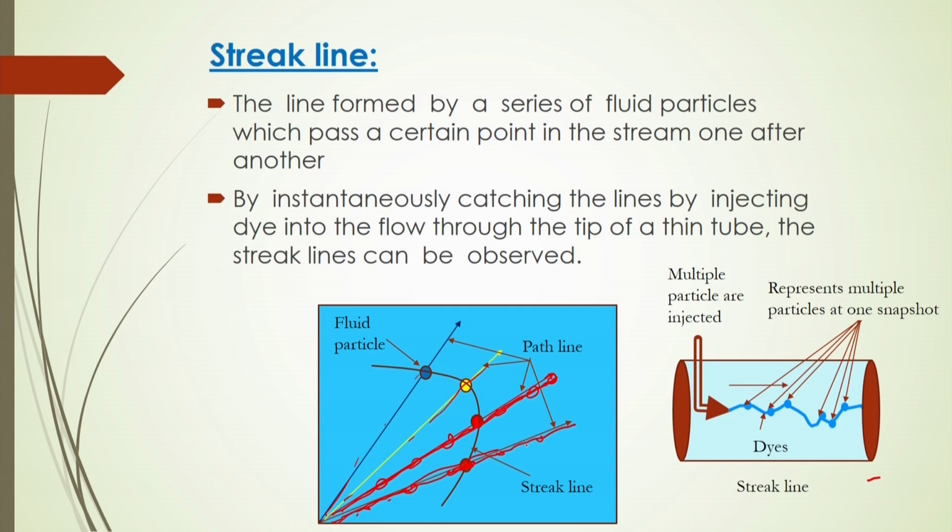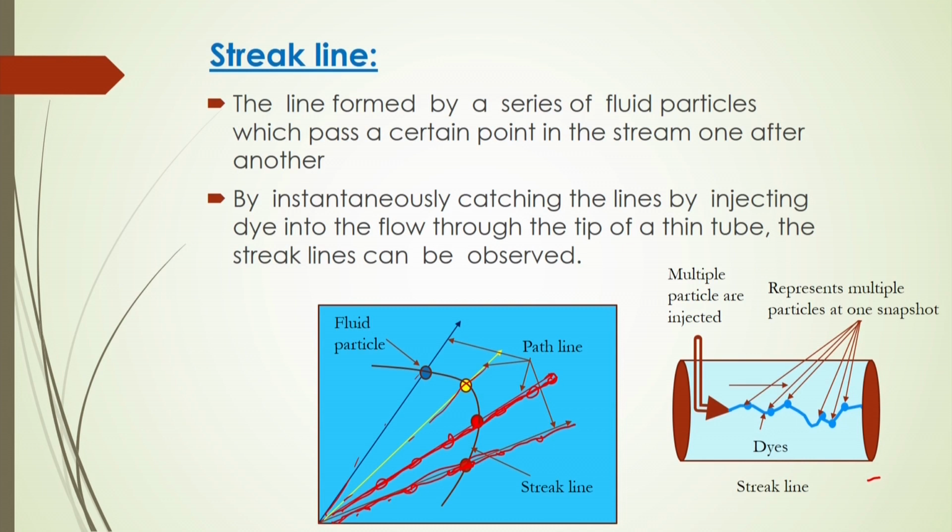This is also another path line by this particle. Now, at a certain point in a stream, if we consider that only these particles pass that point, then by taking a camera snapshot, you will see that at that particular location these particles will be there on their particular path lines. If we join these, then you can get the streak line of these fluid particles.